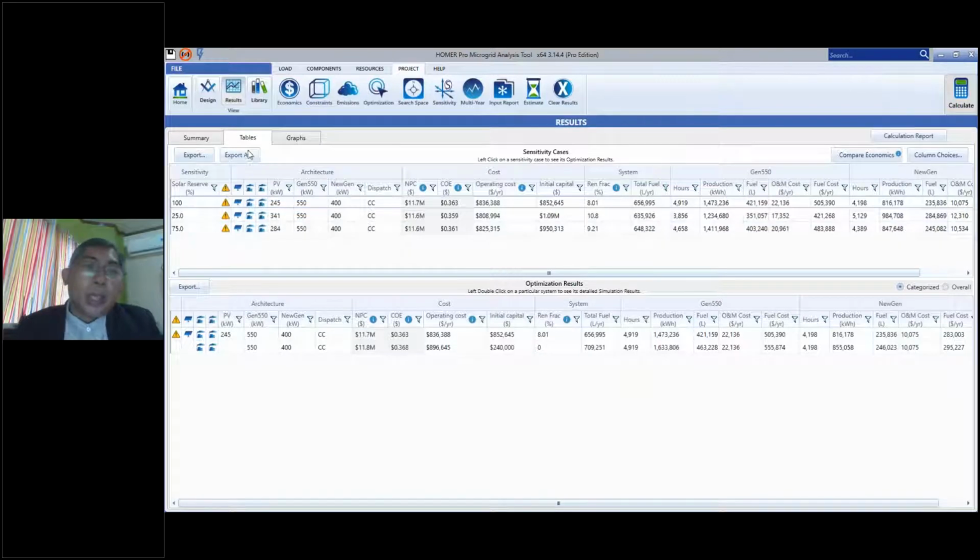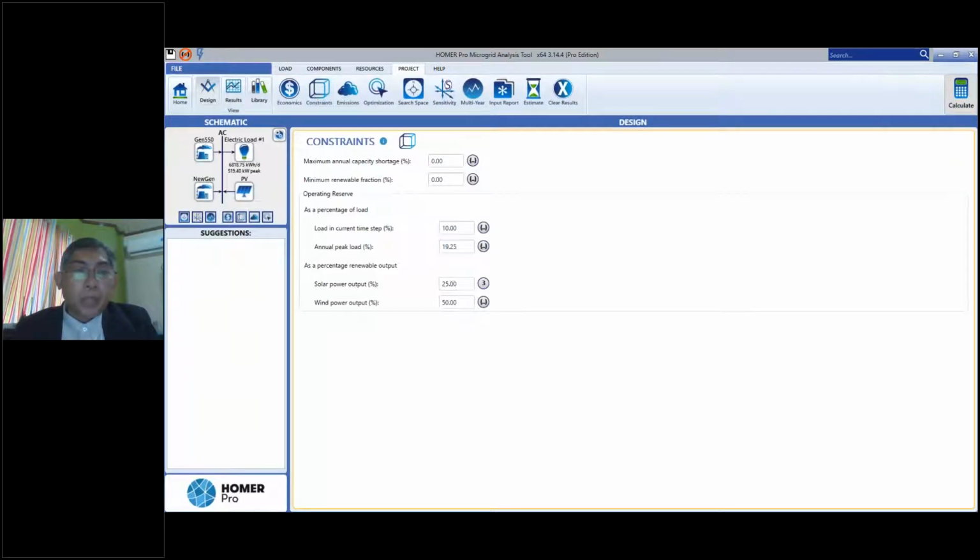So if we add wind to the system, it will be a similar case. So we have here for solar, and we can also put here these constraints for wind, depending on how reliable we want the system to be and what cost we can afford to meet that reserve requirement.